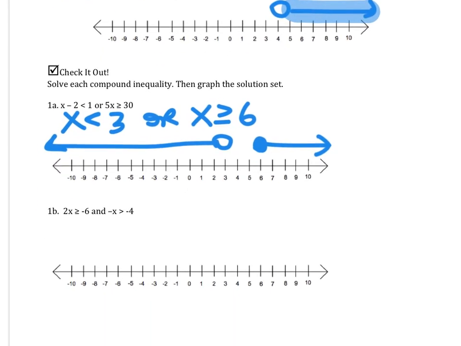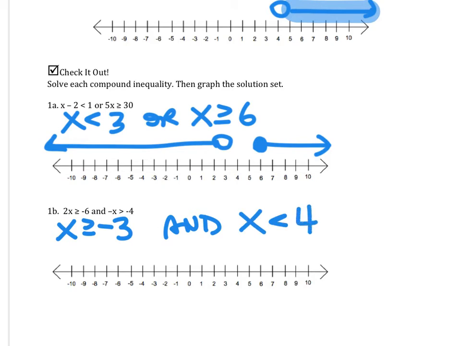First one, solving, you get x less than 3 or x greater than or equal to 6. And you see that they do go in opposite directions. Remember, when you divide by a negative, you have to change the sign. Greater than -3, less than 4.